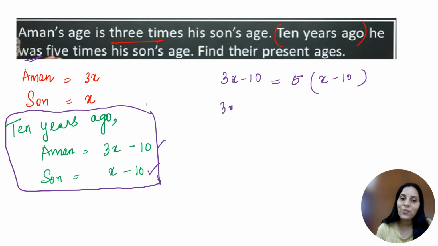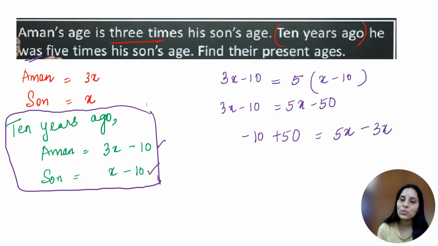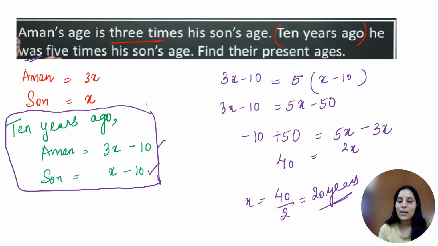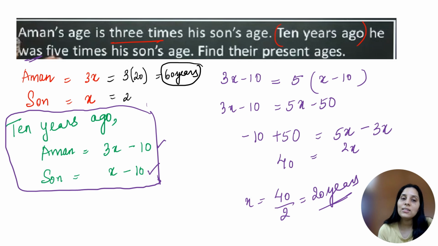Next, since we have brackets, we can open the bracket. 5x minus 50. So minus 10 times minus 5 gives plus 50. Plus 3x, transfer, minus 3x. So 2x is equal to 50 minus 10, which is 40. So x is 40 by 2, which is 20 years. Very important to mention 20 years. That means Aman is 3 into 20. Aman is 60 years. That means his dad is 60 years and the son is 20 years. Yes, I hope this is clear.